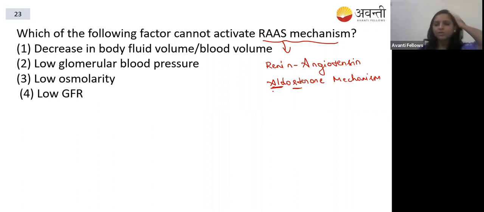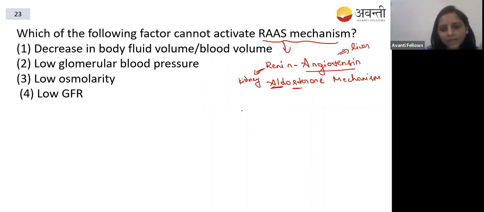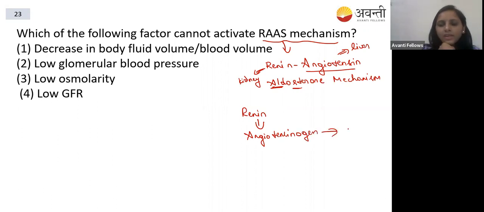What will happen? So the renin will be activated, right? So renin will be synthesized from the kidney, and angiotensinogen will be synthesized from the liver. Okay, so renin will be from the kidney, angiotensinogen from the liver. When the renin is activated, it is going to activate the angiotensinogen.